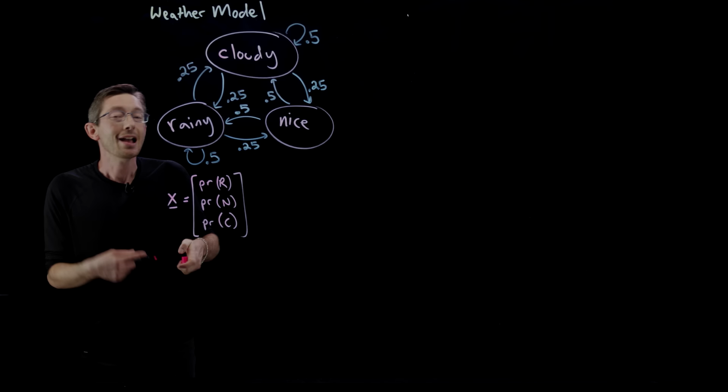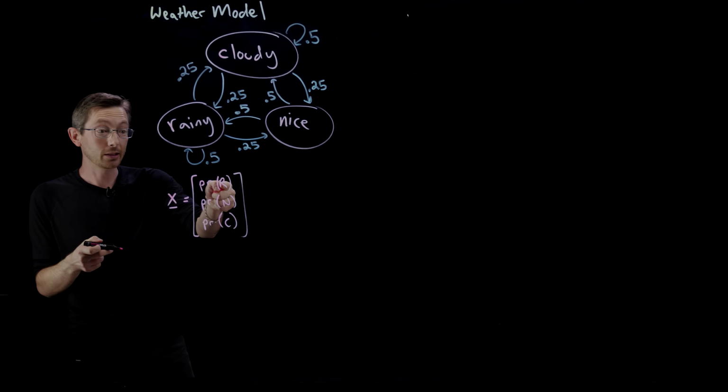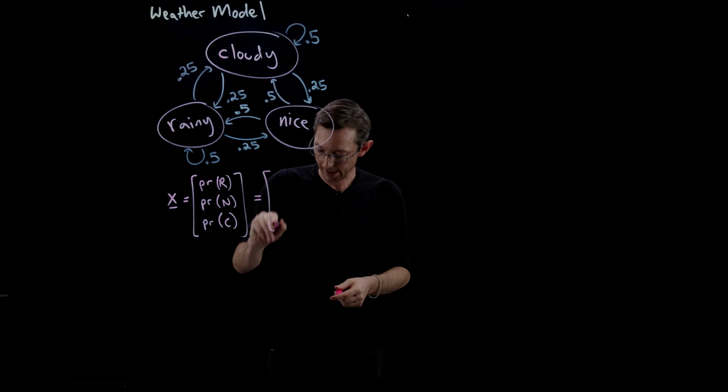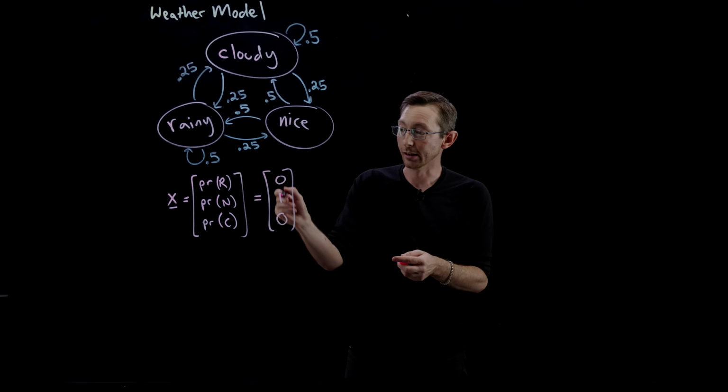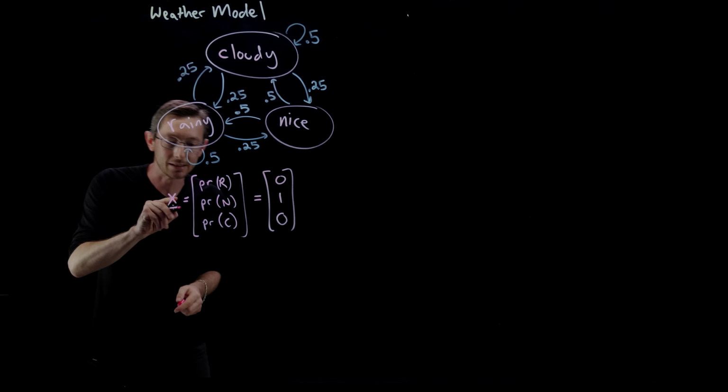And so if I go outside and I look up at the sky and I see blue skies, sunshine, then probability one is that it's nice. So let's say x today is the vector 0, 1, 0. It is not rainy, because I'm telling you today I went outside and it's a beautiful day. It's not rainy, it's not cloudy, it's nice. So probability one, it's nice today. So let's call this x today.